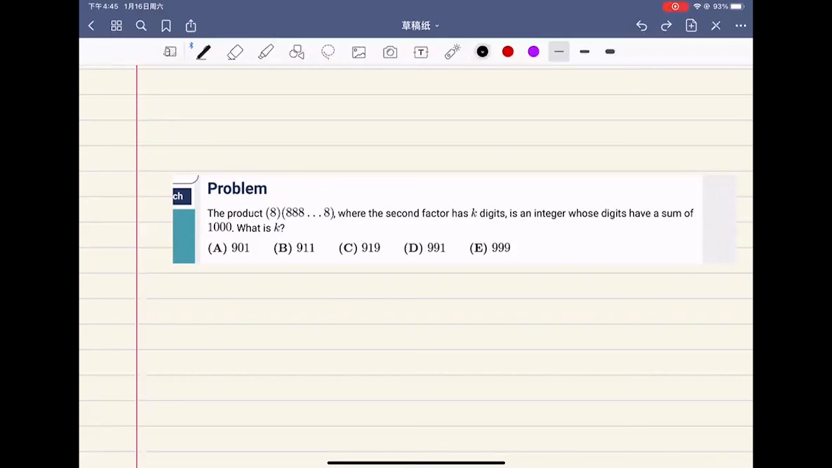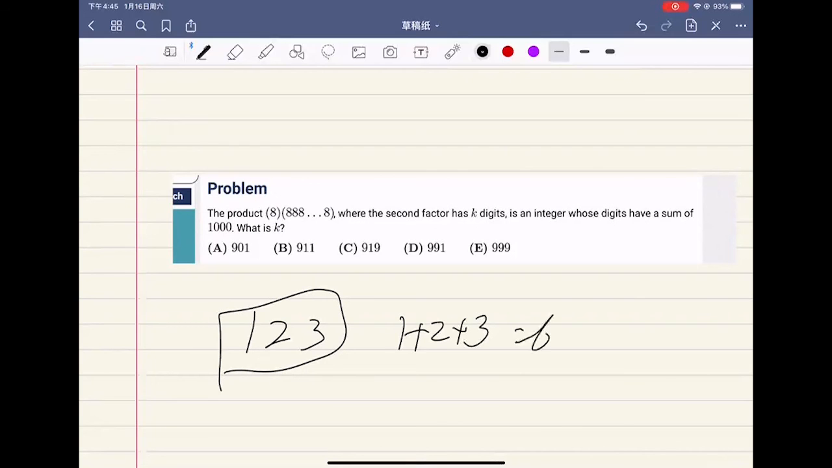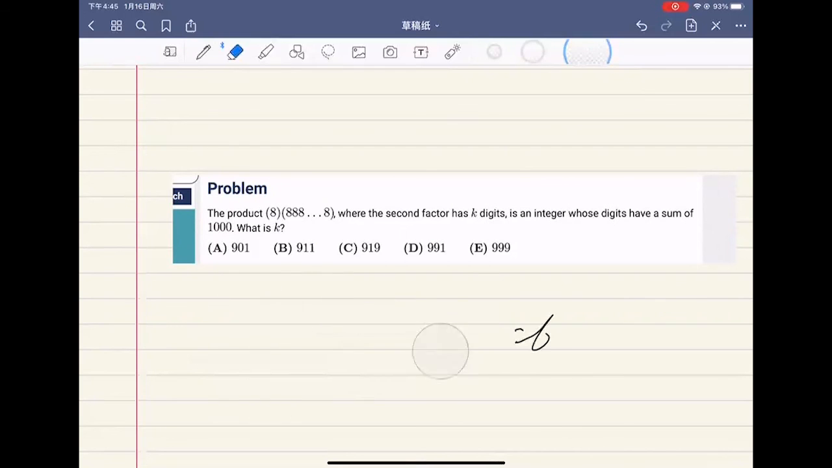The sum of the digits, for example, the sum of 1, 2, 3 is 1 plus 2 plus 3. Oh wait, I think you're right. That's possible. The problem is the sum of 1,000 digits. What is K? Remember, the sum of the digits is the digits from K, not from the second factor. That's why I didn't understand in the beginning.